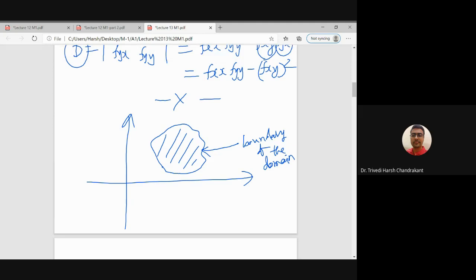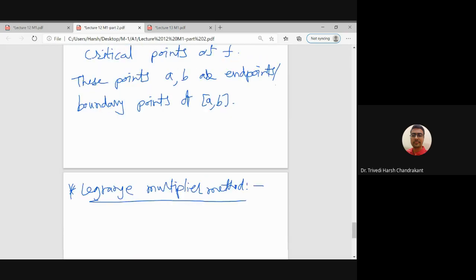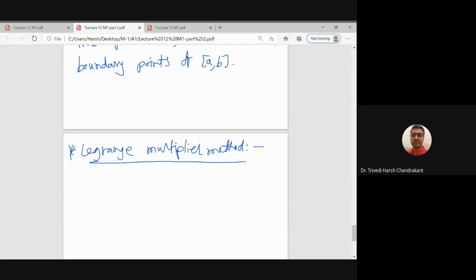For example, if we have a closed unit disk, then its boundary will be the unit circle. So if we are given a function, how do we find the maximum or minimum value of the function at the boundary? That is where this method is useful. Let us first see the method, and then we'll see the example.